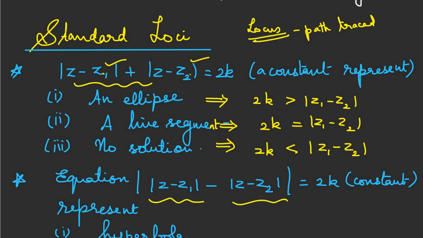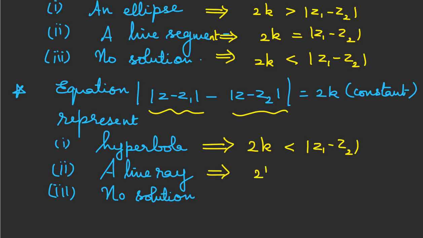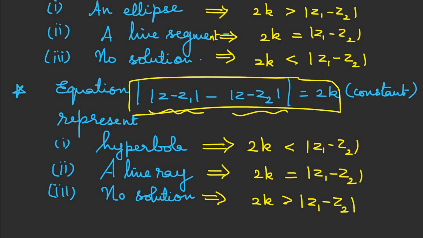If the equation is of the form modulus of (modulus of z minus z1 minus modulus of z minus z2) is equal to 2k, the equation represents a hyperbola if this 2k value is less than modulus of z1 minus z2, and it represents a line ray if this 2k value is equal to modulus of z1 minus z2, and it has no solution if this 2k value is greater than modulus of z1 minus z2, and it depends upon the given equation from the question.